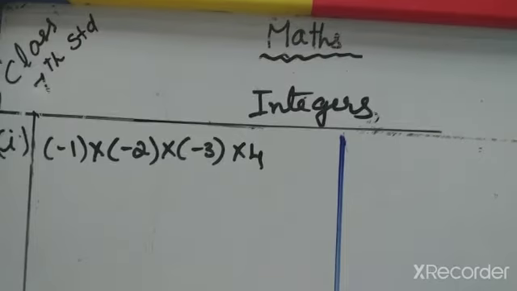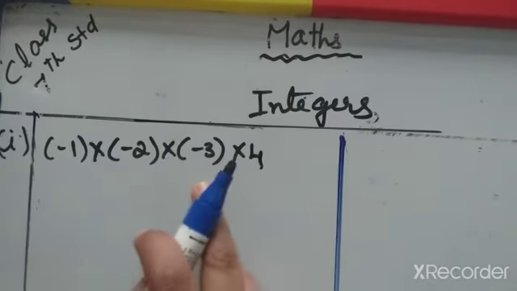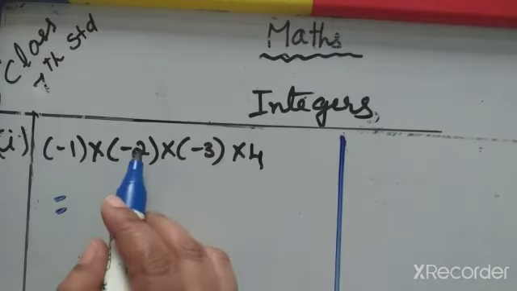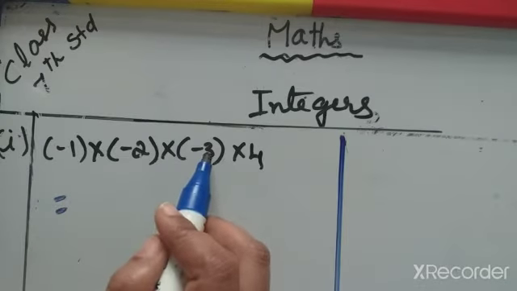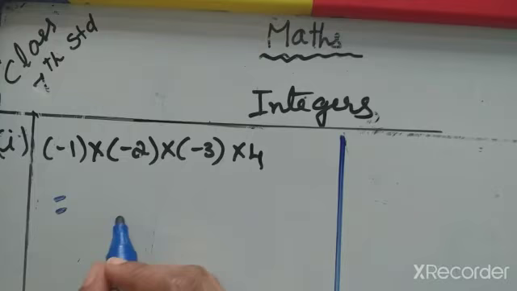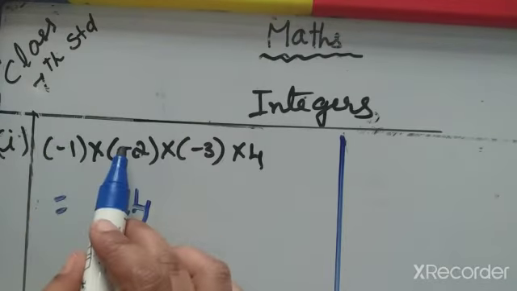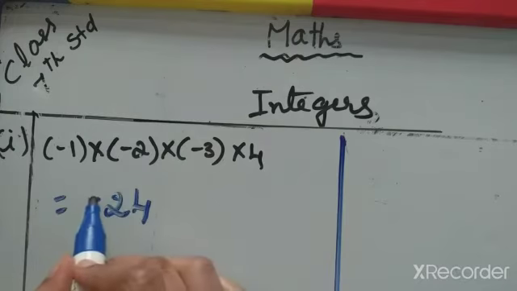Now (i): minus 1 into minus 2 into minus 3 into 4. First multiply the numbers. 1 2s are 2. 2 3s are 6. 6 4s are how much? 6 4s are 24. Now minus into minus is plus. Plus into minus is minus. So the answer is minus 24.